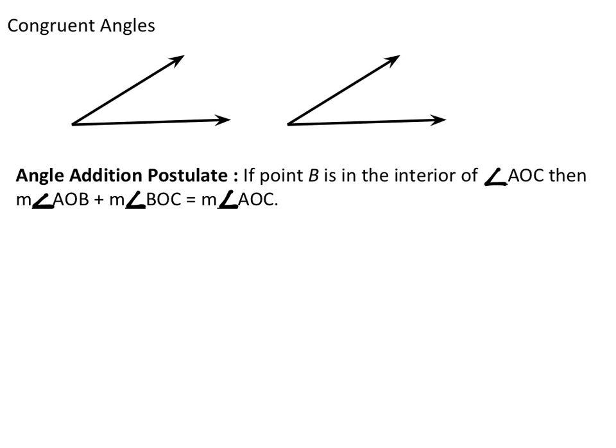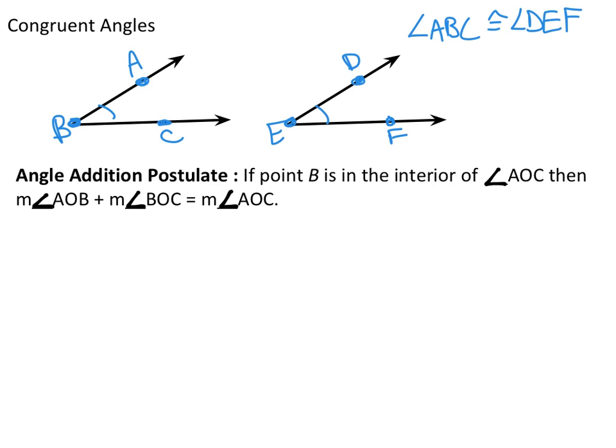Congruent angles we've shown. If this is point A, the vertex is B, and this is point C, so I have ray BA and ray BC. And this is point D, this is vertex E, and this is point F, so I have ray EF and ray ED, each forming angles. I would show that they're congruent by marking them with the same number of curves. I could write that angle ABC is congruent to angle DEF. I could talk about their measures being equal, and all I'd have to do is put an M in front of the angle and change it to an equal sign.